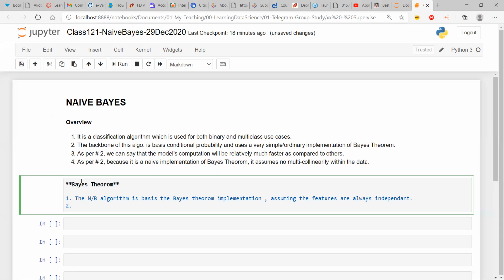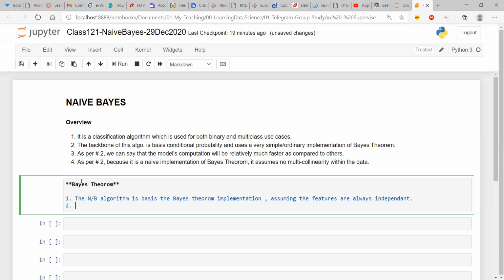But then it is our duty to get rid of that intercorrelation, because naive Bayes will only work brilliantly if I don't have any interdependency between the features, right? If I have an interdependency between the features, my algorithm is not going to work.